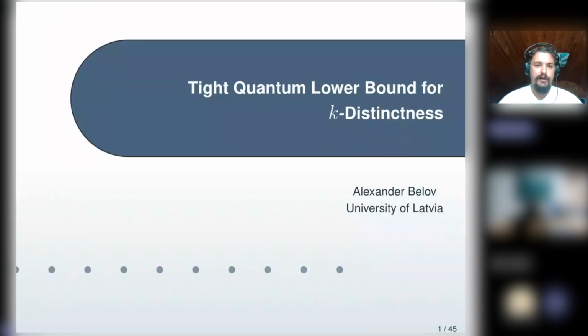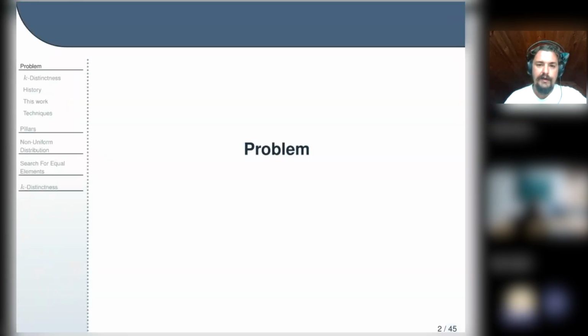Let me start with the talk. It's a tight quantum lower bound for k-distinctness. I have quite a number of slides here, and I've been told that I have almost 1.5 hours. So it's possible I will cover all of them, which I was not expecting to do. Usually I can't do that. First I would like to introduce the problem. If you have questions, please interrupt me at any time and ask them.